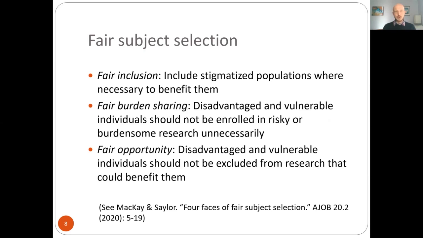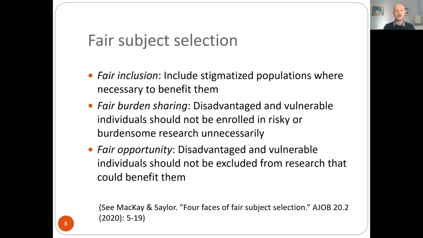Now, because populations who face stigma are often regarded as being at increased risk, they're often considered in need of greater protection. And one easy way to protect against research risks is to just exclude the individuals at risk from research. Now, this is very effective at protection, but if we exclude stigmatized groups, then we protect individuals at the expense of research that may benefit the population.